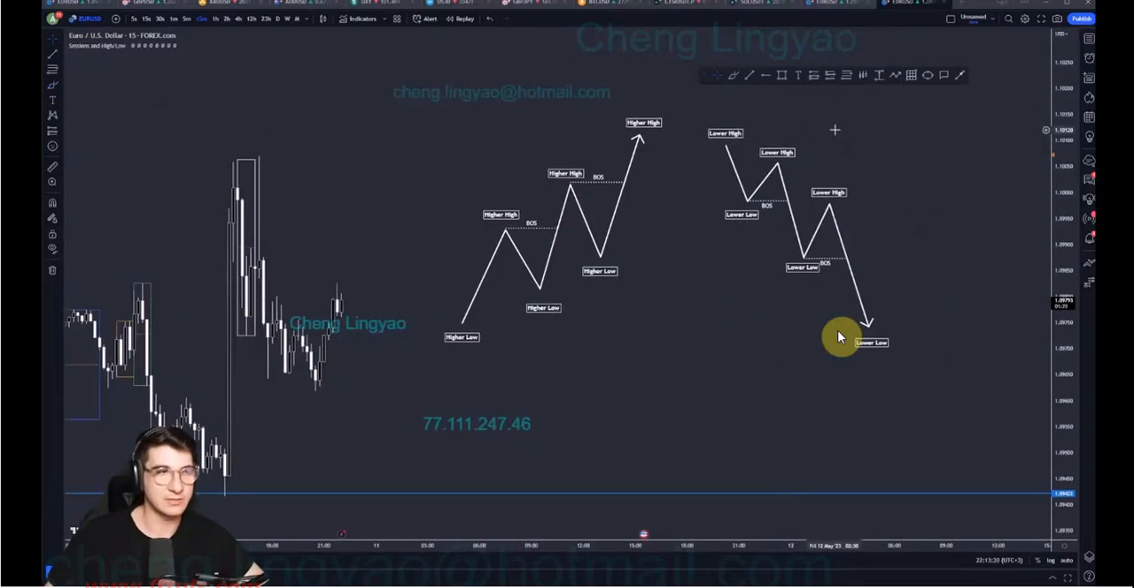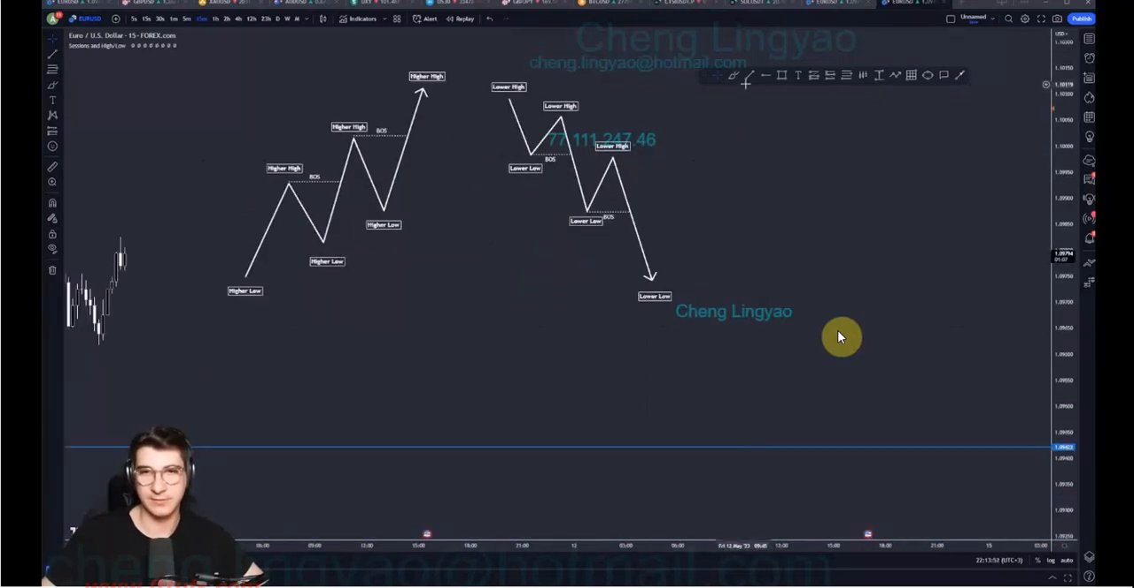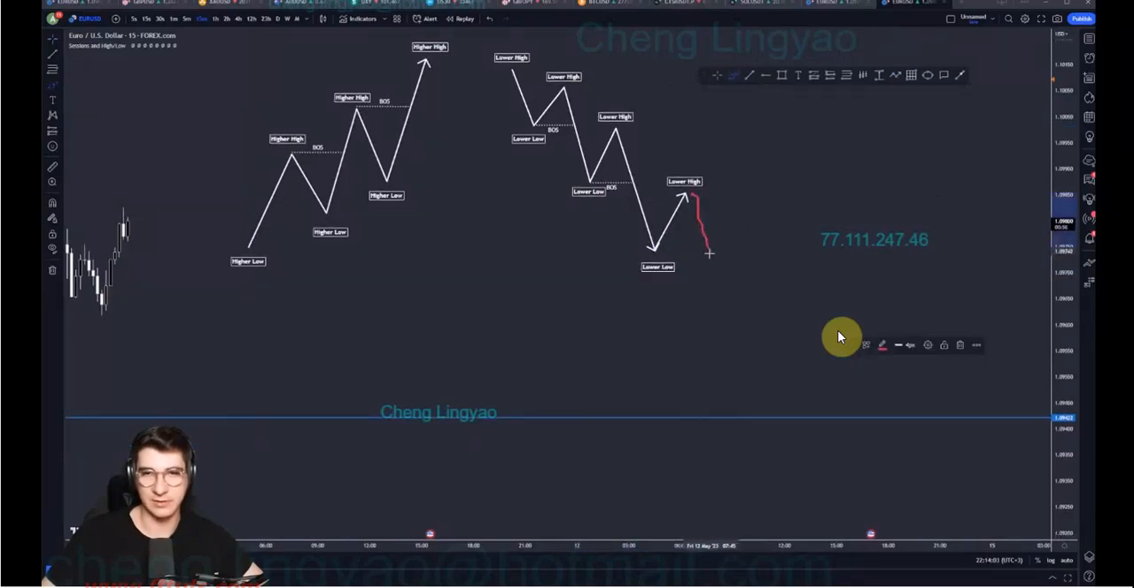Now the next concept we need to know is a change of character. The change of character is basically the first break of structure in the opposite direction. In order to understand changes of character better, we're also going to need to understand supply and demand, which is going to come in the next videos. But let's say we have this bearish trend here. All right, we have another lower high that we create here, and then price is most likely gonna come lower in order to create the next break of structure to the downside and create a new lower low.